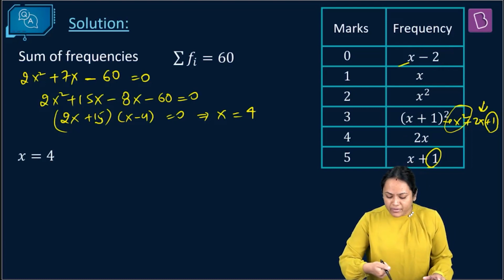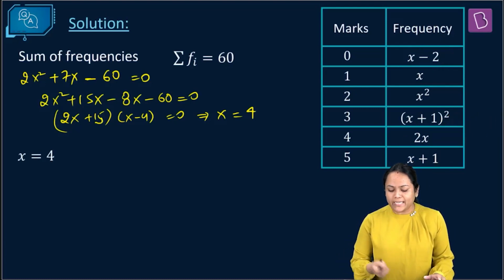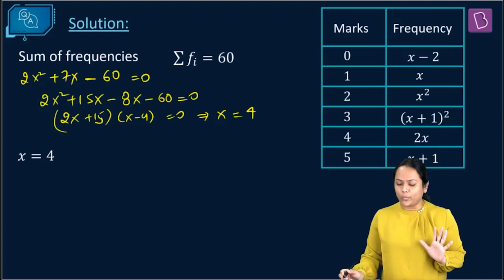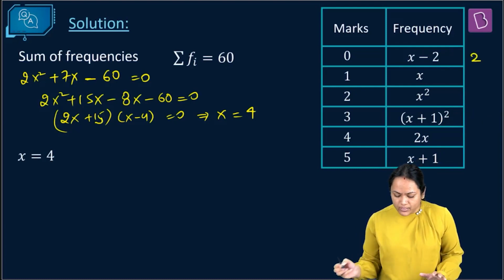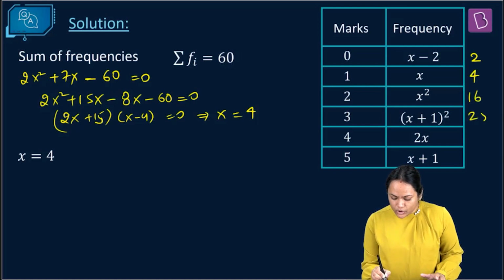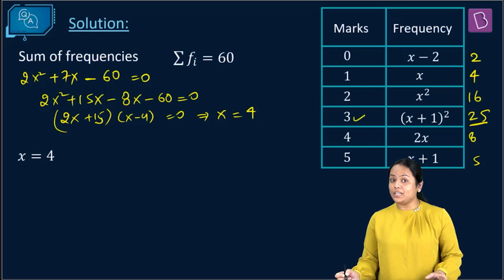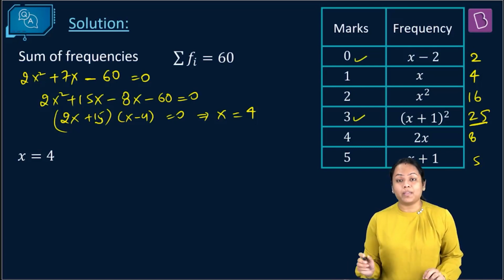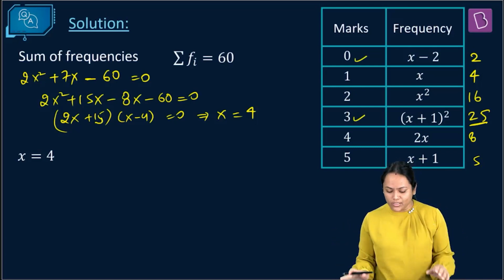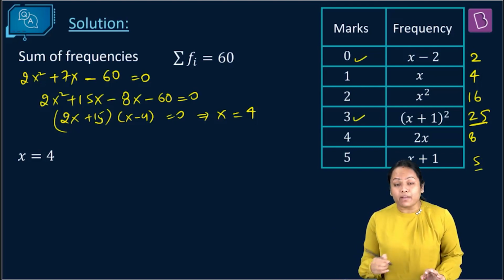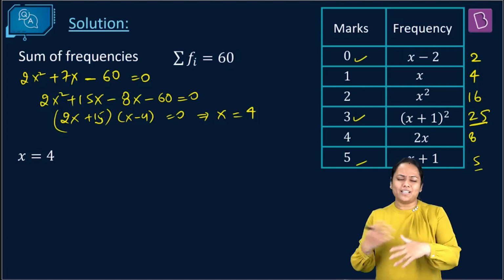So, if I have my value of x is equal to 4, I can definitely write the corresponding frequencies. So, this is going to become 2, then this will be 4, then this is 16, 25, 8 and 5. So, that means I'll have 25 students whose marks are coming as 3 and 2 students whose marks are coming as 0. They haven't studied at all. And 3 students have got the maximum marks, that is 5, and so on further.